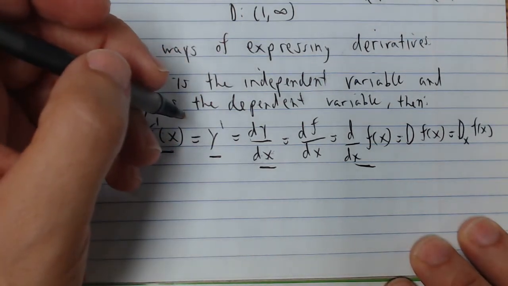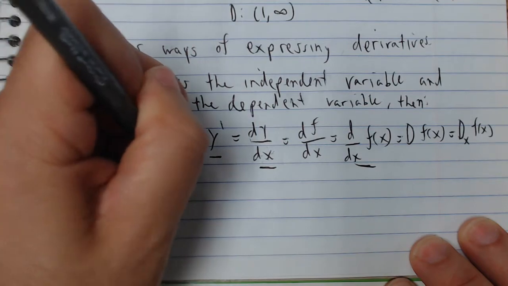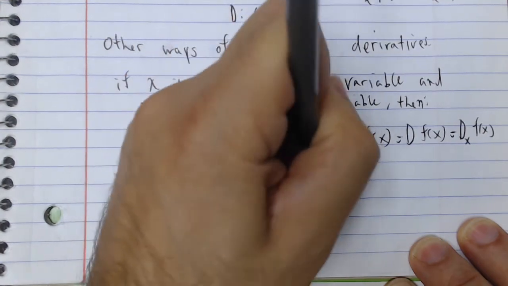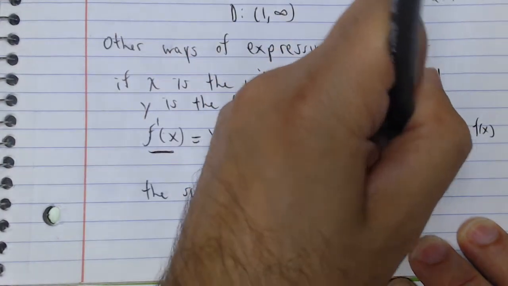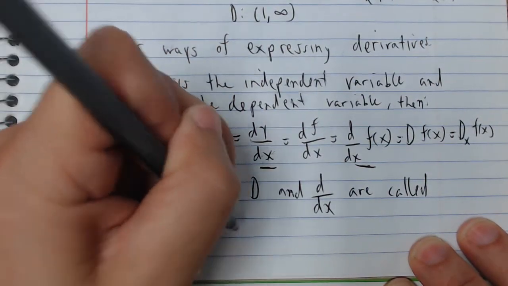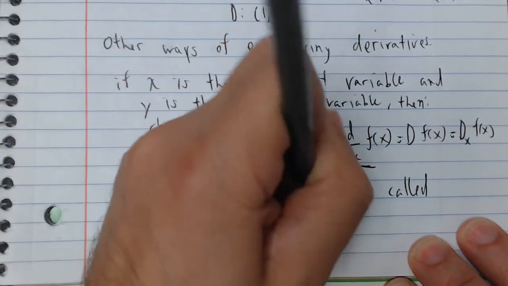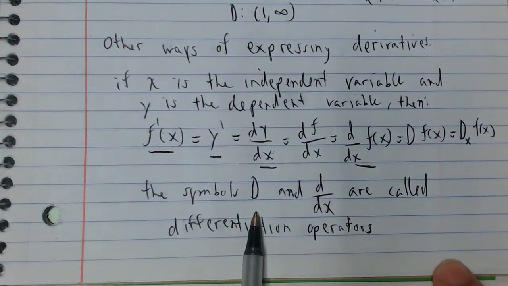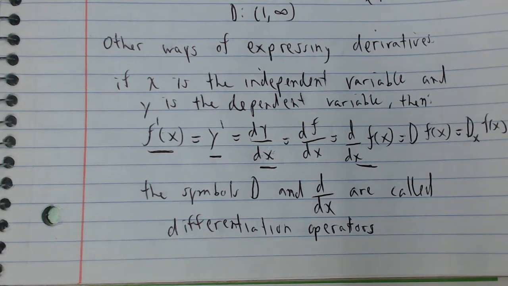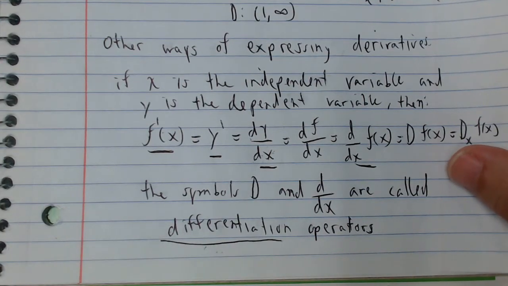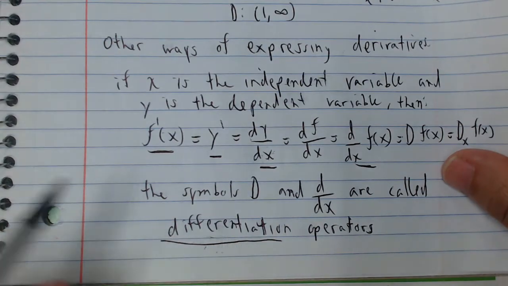Okay, so what I want to also point out is that the symbols capital D and d dx are called differentiation operators. So in other words, when you see capital D or d dx, it's basically just saying you're going to be finding the derivative. Okay? And differentiation, we haven't really seen yet. I'm going to define what differentiation means. But anytime you see differentiation, it means derivative. Okay? So let's define that word.